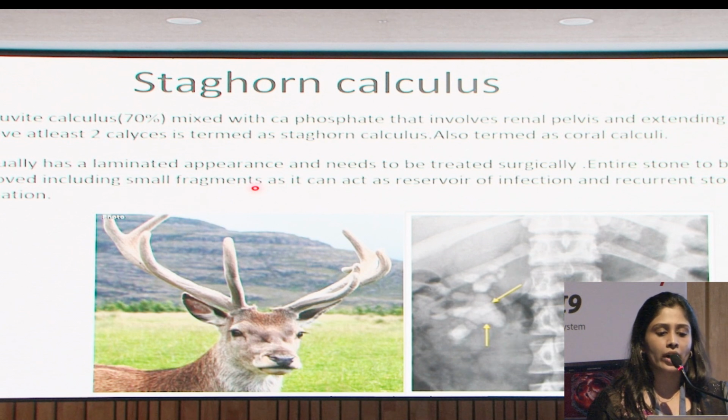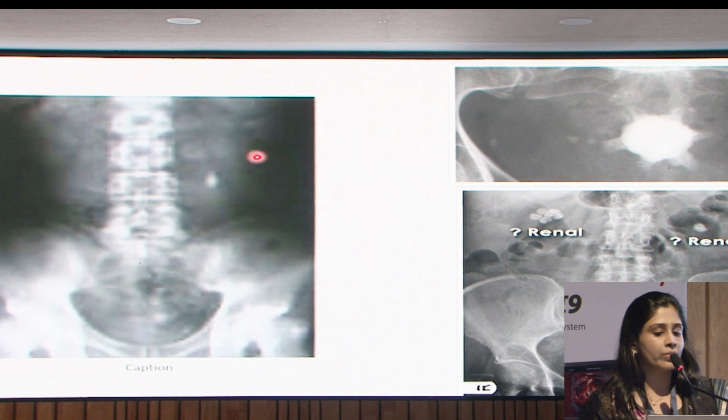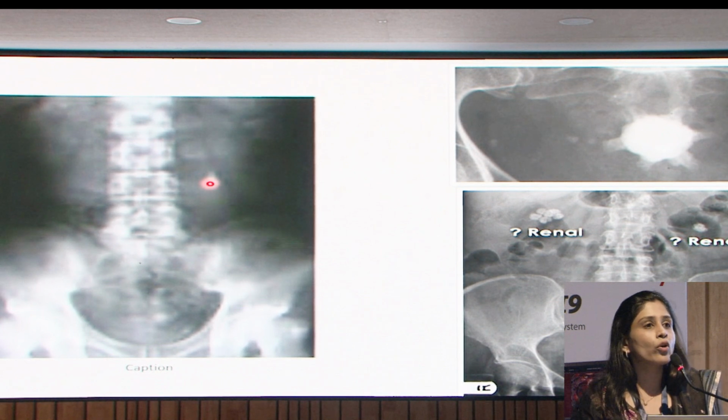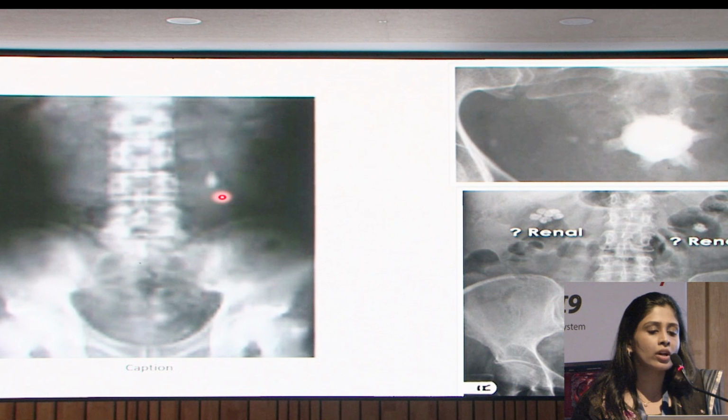Here in this radiograph we see an oblong shaped radiopacity at L4 vertebral level on the left side. Now we can often get confused whether it is a vascular calcification or whether it is a ureteric stone. So we need to go for further excretory urographic imaging and ultrasonography for evaluation.